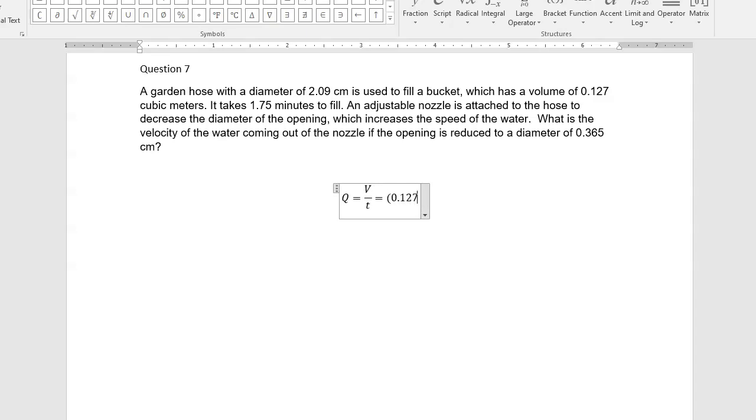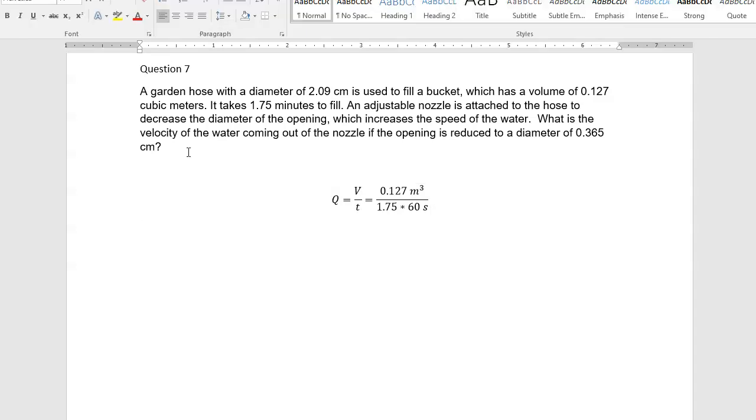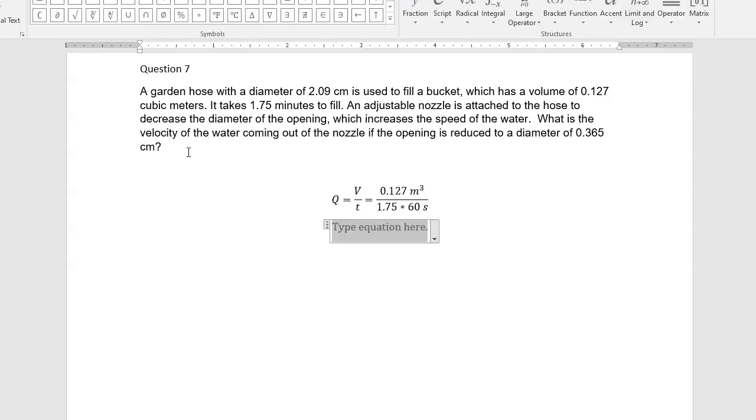So 0.127 cubic meters divided by 1.75 minutes times 60 seconds per minute to get the seconds. And so we've got our flow rate. And just as before, we can calculate Q is AV, and I'm going to go ahead and solve this for V. V is Q over A, is Q over pi R squared.